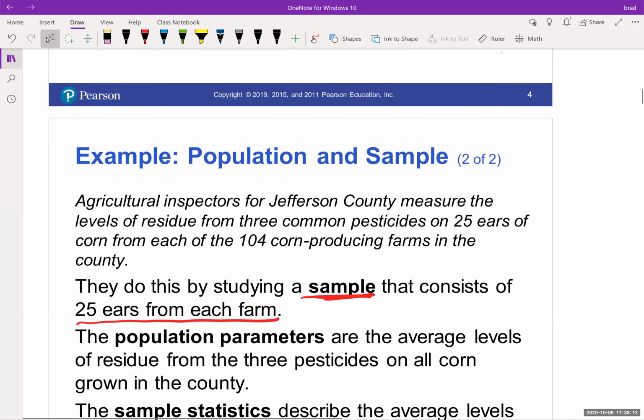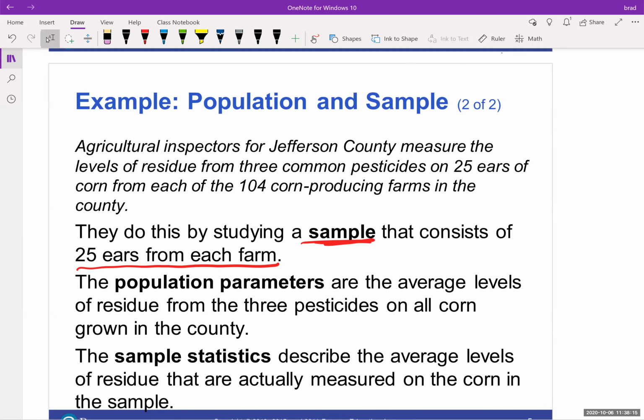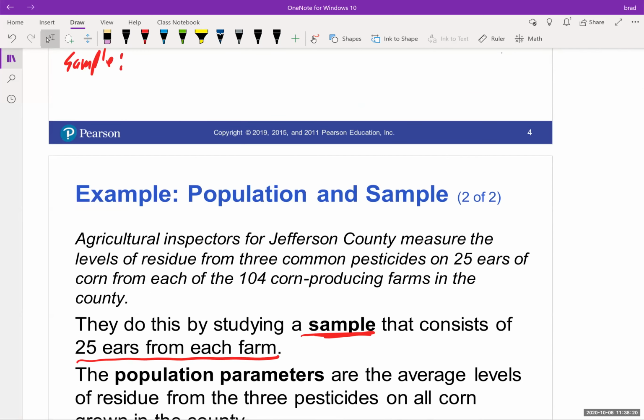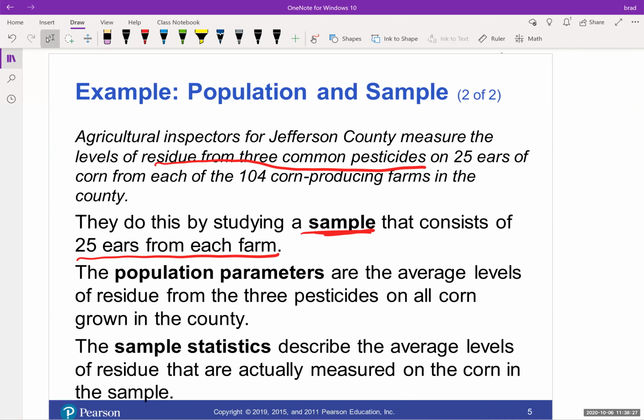The population parameter is the average level of residue from the 3 pesticides on all corn grown in the county. So here it says residue from 3 common pesticides, okay? Now, the sample statistic describes the average level of residue that was actually measured on the corn in the sample, okay? So population parameters are the average levels of residue from 3 pesticides on all corn, right? So remember, if you're talking about a parameter, you're talking about the entire population, okay? So when they say on all corn, that's kind of a giveaway.